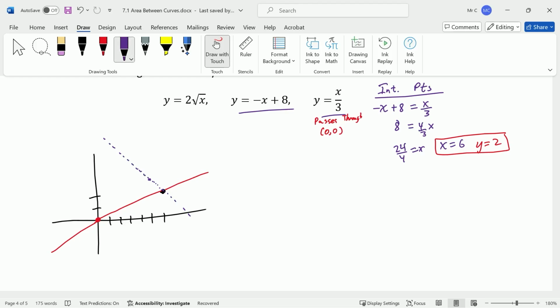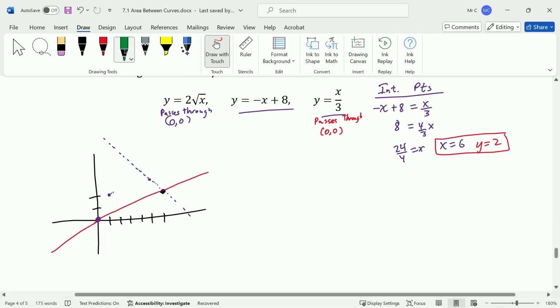Now, this square root function, I happen to know it passes through 0, 0, so that makes things pretty easy, right? It's pretty obvious. I plug in 0, I get 0. So this passes through 0, 0. And so that actually tells me that there's an intersection point between the square root and this function x over 3. And I know that when I plug in x equals 1, I'll get 2 times the square root of 1, which is 2. I'm only plotting that 1 point just to get the shape. This graph I know is going to be coming up in this direction. Let me switch colors here.